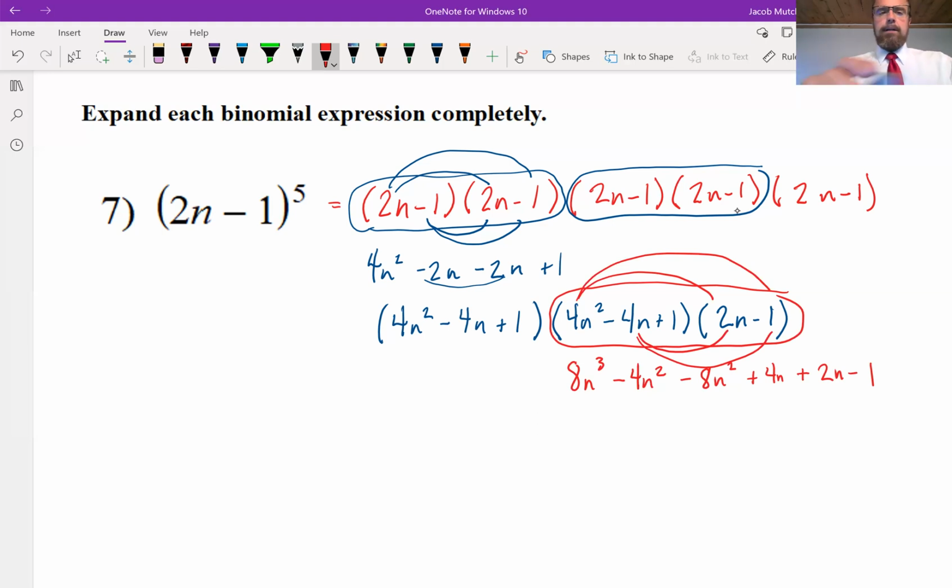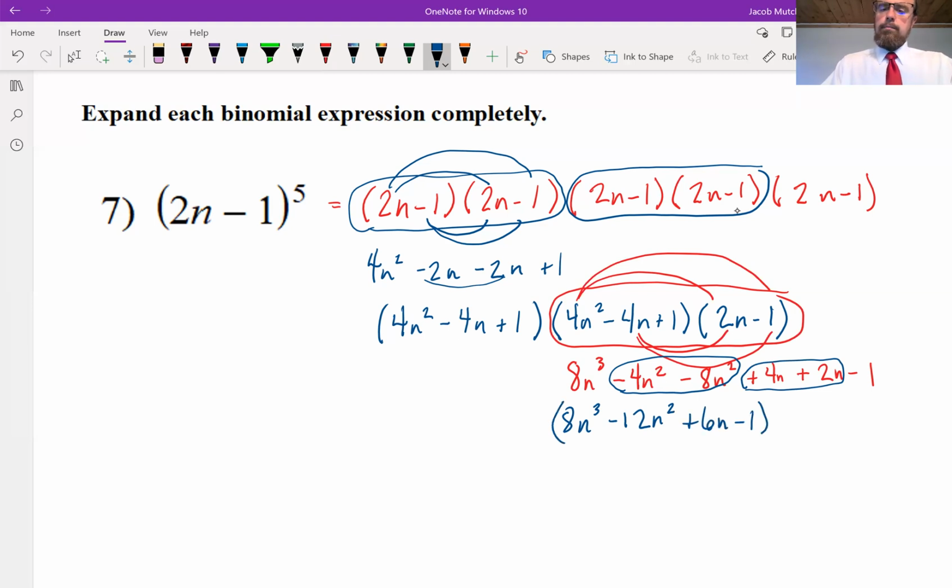I'll combine the like terms there. This is going to be 8n cubed. My next 2 terms are like terms, both powers of n squared. So minus 4n squared minus 8n squared is minus 12n squared. Plus 4n plus 2n's plus 6n and minus 1. So now what I'm really multiplying are these 2 polynomials. 4n squared minus 4n plus 1 times 8n cubed minus 12n squared plus 6n minus 1.